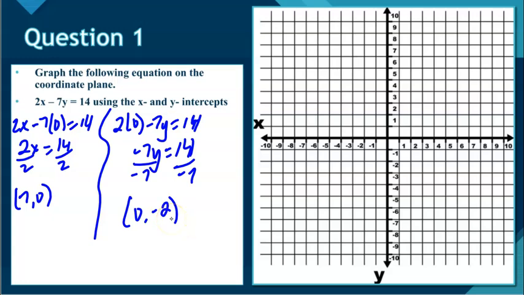So I'm going to plot those points down. On the y-axis, a point at negative 2. And on the x-axis, a point at 7. And I can draw my line, and there's a line for that linear function.